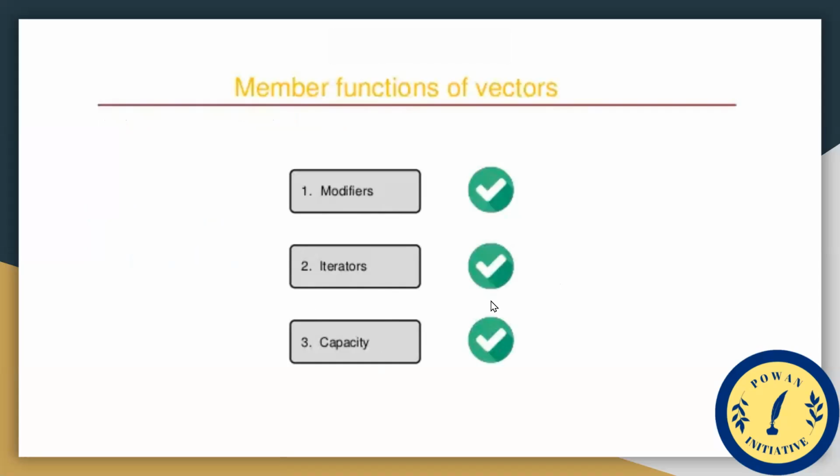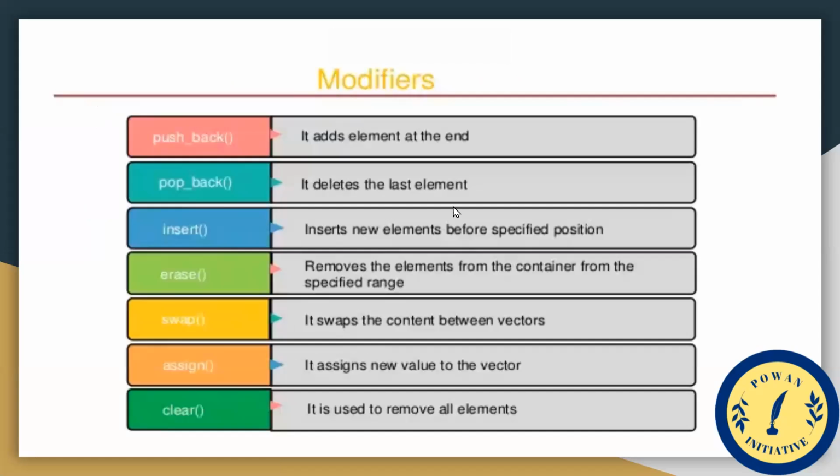Okay, modifiers, as the name suggests, you can use a modifier to change the meaning of a specified type of data. Here are some modifiers you can use in C++ vectors, which include push_back. What does push_back do? It adds an element at the end. Remember, just like we used in the vector back access element. It adds an element at the end. Pop_back, it deletes the last element.